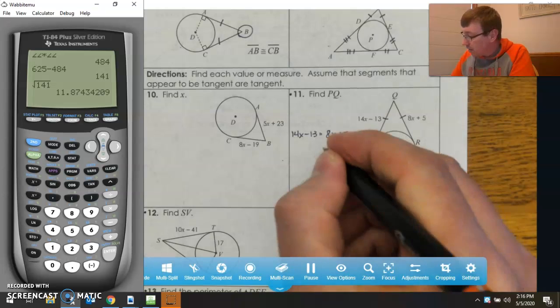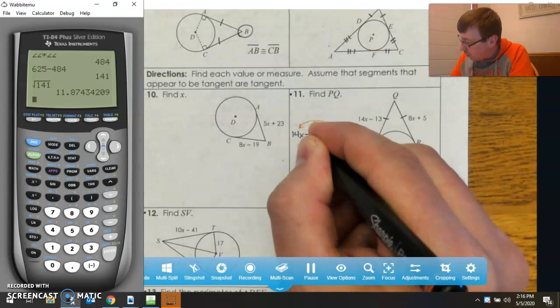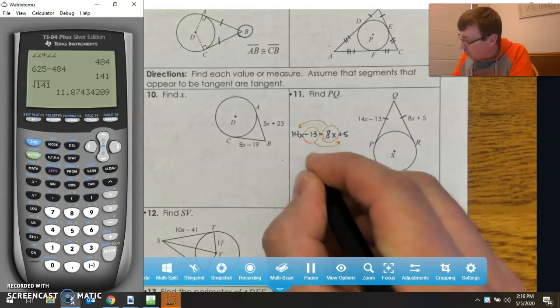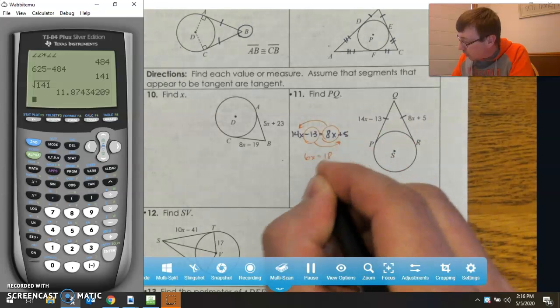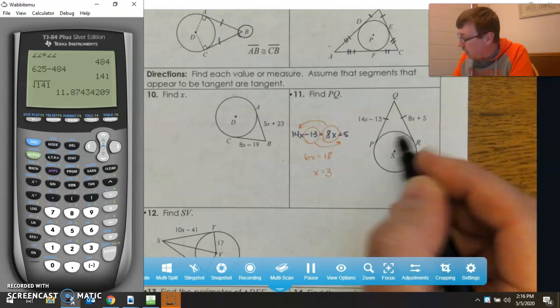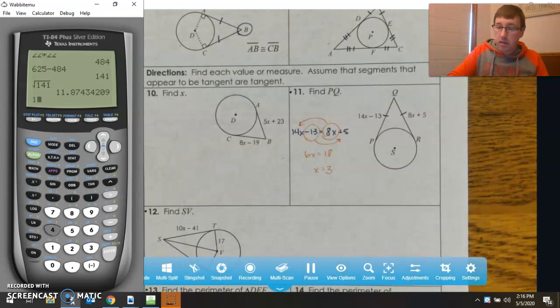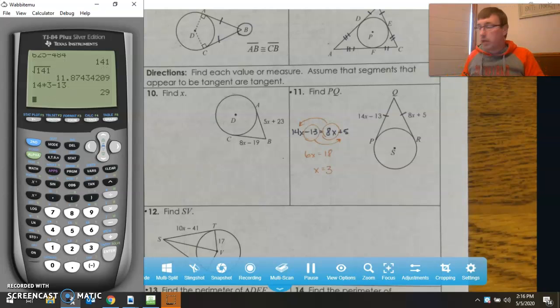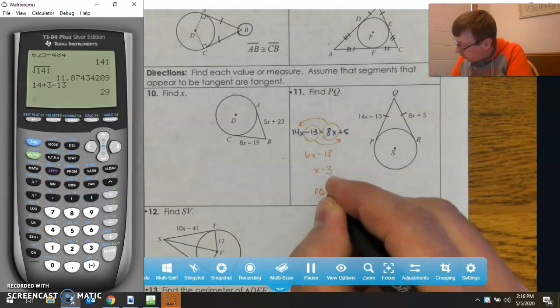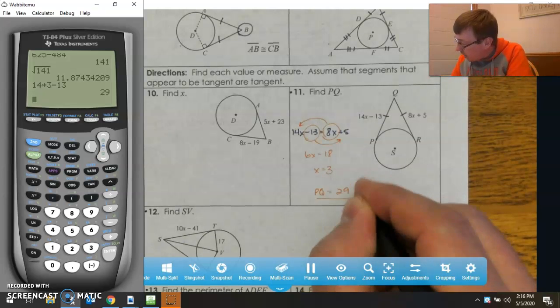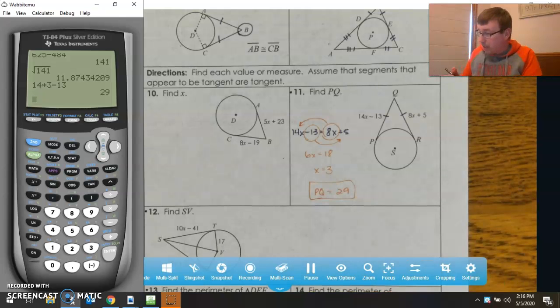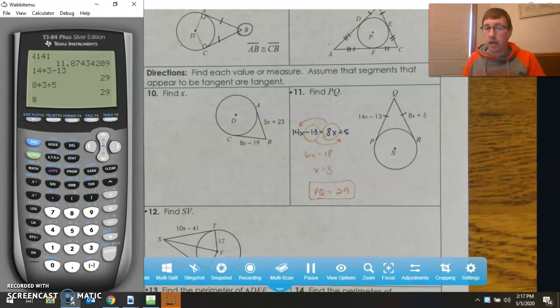There's more x's on the left side, so I'm going to move this one over here. I'm going to move the minus 13 over here. So 6x will equal 18. X will be 3. We need to find PQ. 14 times 3, and we subtract 13, we'll get 29. So PQ will equal 29. And just for kicks, we're going to plug it in the other one too. 8 times 3 plus 5 is also 29, so that does check out.